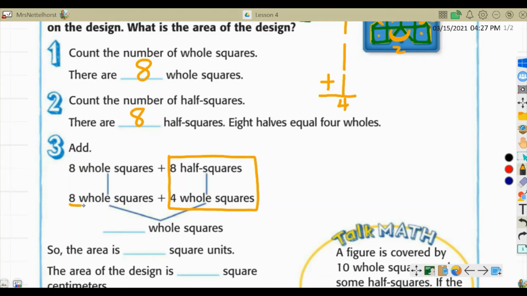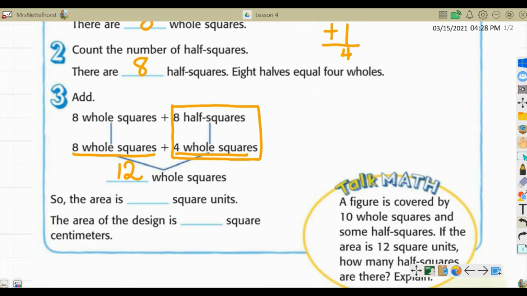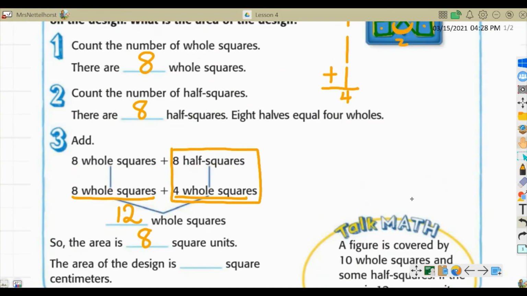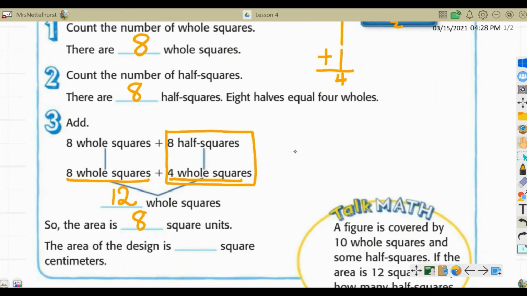So then I'm going to add 8 whole squares to 4 whole squares. So 8 plus 4 is 12. So it's 12 whole squares. So the area is 8 square units, but they should have put the right label. They have it down here, though, at the bottom. But let's look up at our word problem again. Remember, I drew a box around it, 1 square centimeter. So that label changes, whoops, from units to centimeters.